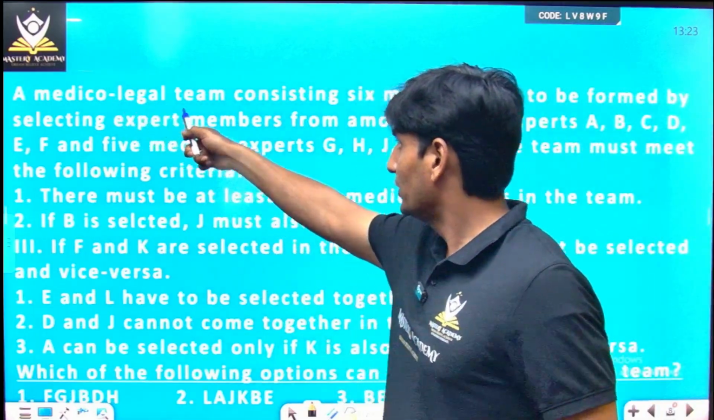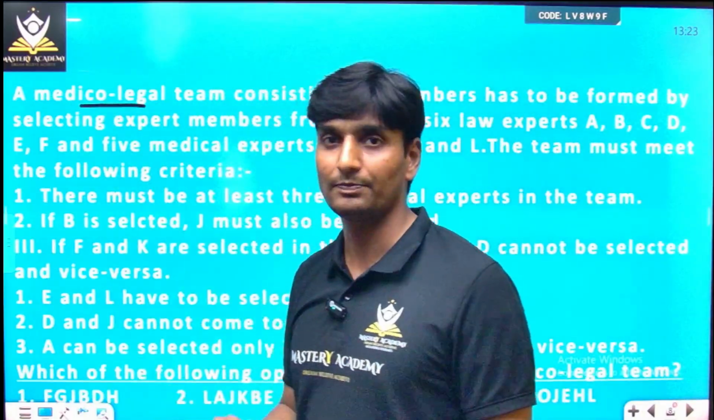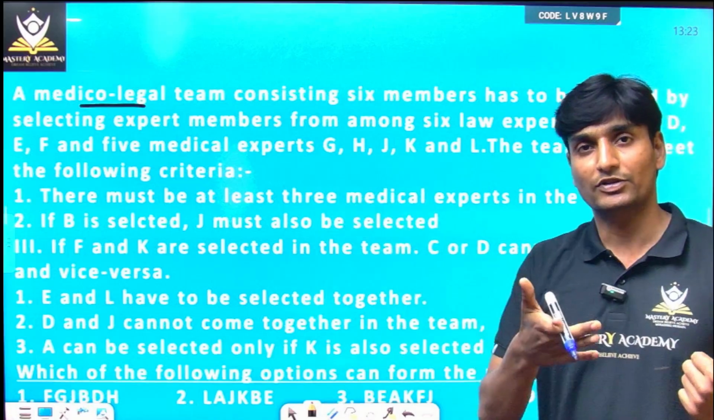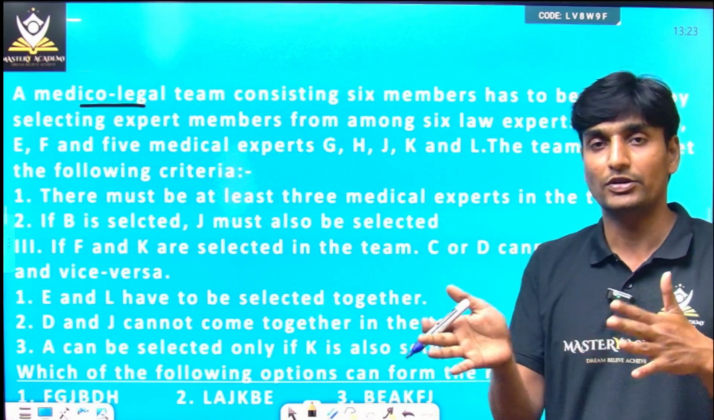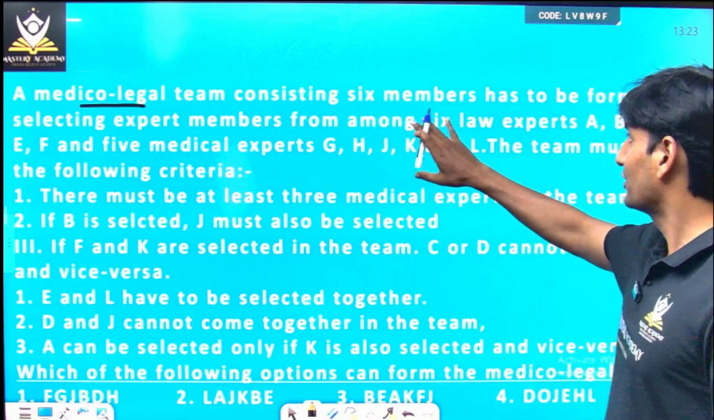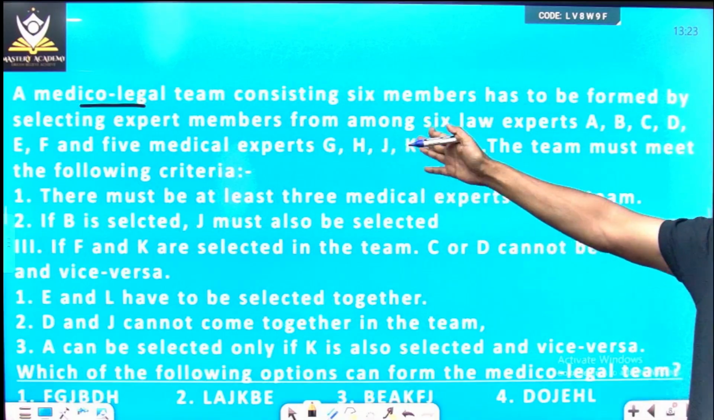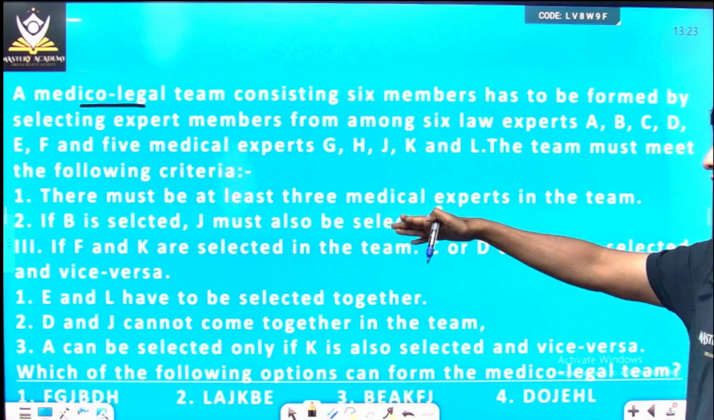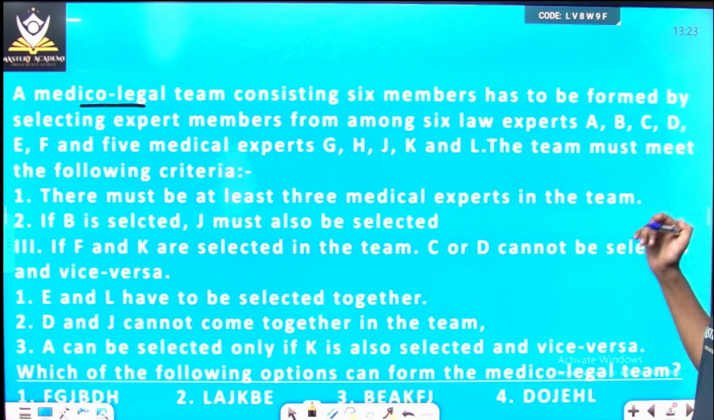A medico-legal team, in the term, a medical and a legal team, consisting of doctors belonging to the medical field and lawyers belonging to the constitutional part. There is a team, medical, doctors and lawyers. A medico-legal team consisting of 6 members has to be formed by selecting expert members from among 6 law experts A, B, C, D, E, F and 5 medical experts G, H, J, K and L. The team must meet the following criteria.